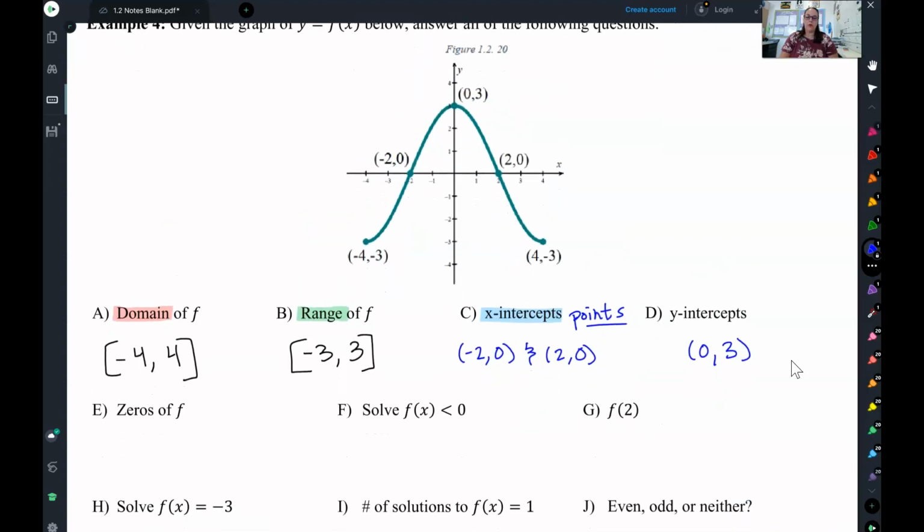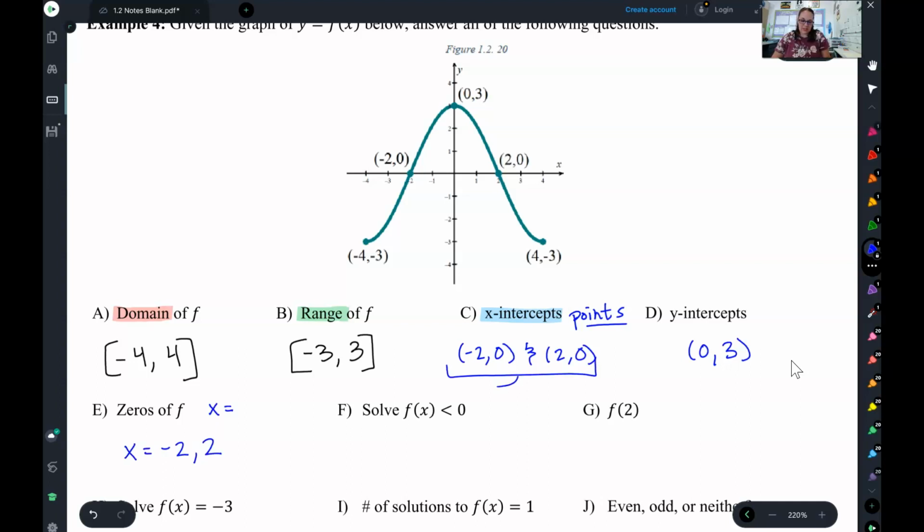Okay, now we're looking for the zeros. Now remember, for right now, zeros and x-intercepts mean the same exact thing for us. So these right here, those x-intercepts are our zeros. However, zeros are not listed as points. They are listed as x equals. That is one of the big differences. So these zeros, we're going to say there are zeros at x equals -2 and +2. So they are the same as our x-intercepts, but we only want the x values.